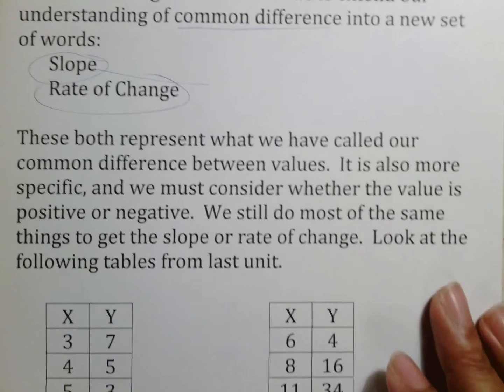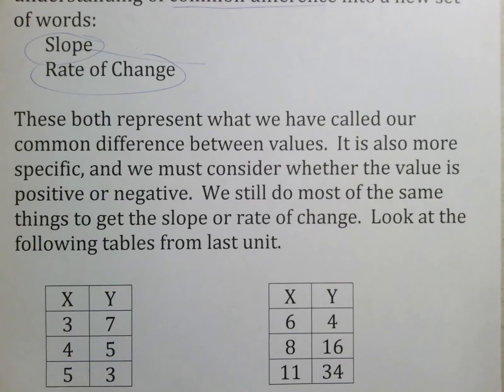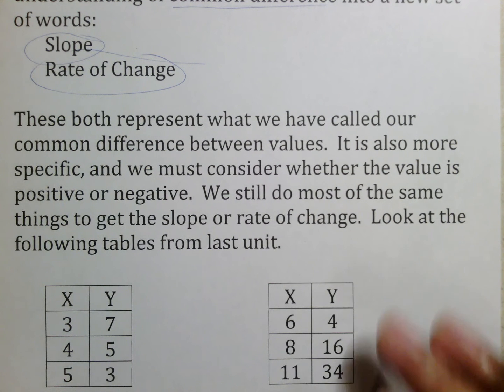These both represent what we have called our common difference between values. It's also more specific, and we must consider whether the value is positive or negative. Before, our common difference really could have gone either way, and we really didn't care once it was beyond the first check. But now you have to make sure you understand whether it's positive or negative, and you can lose a whole piece of credit for simply putting the wrong sign. So we still must do some of the same things to get the slope or rate of change. So look at the following tables.